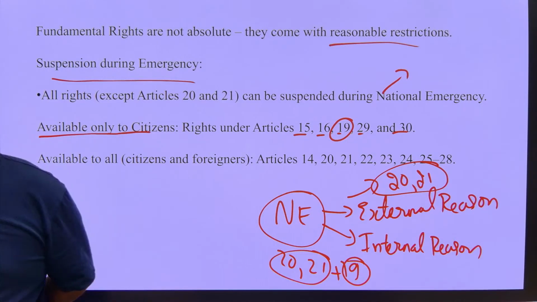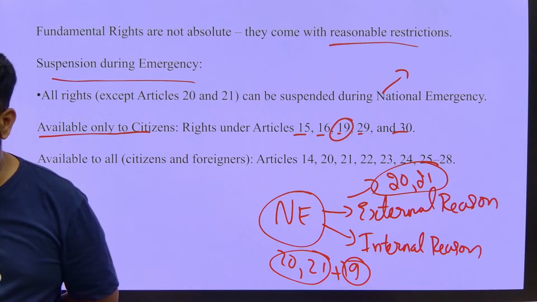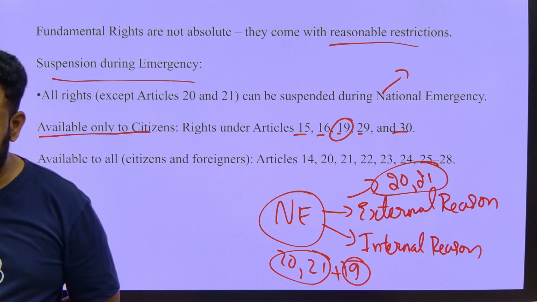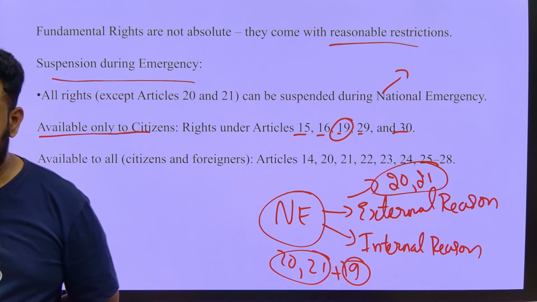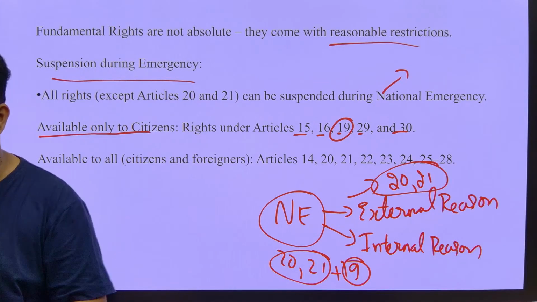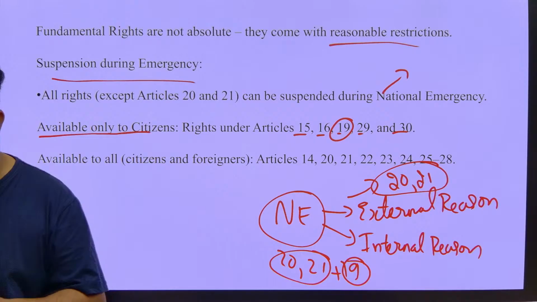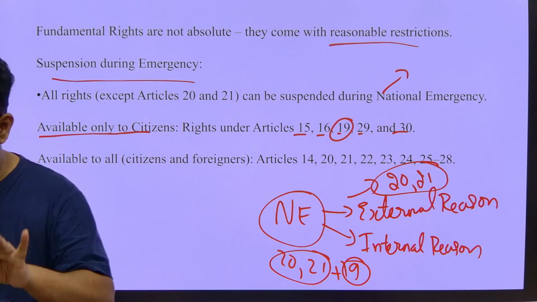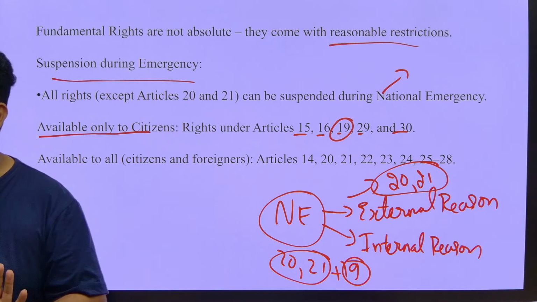Article 29. If you allow foreigners to come and set up their religious institutions, they will do conversions, forced conversions. That is why Article 29 is also not available. Article 30 is about religious institutions. Article 29 is about protecting the interests of minorities. Minorities of our country is fine, but when foreign people come as minorities here, we have to treat them with suspicion. So Articles 29 and 30 are not available to them. This much you remember: 15, 16, 19, 29 and 30 are available only to citizens.